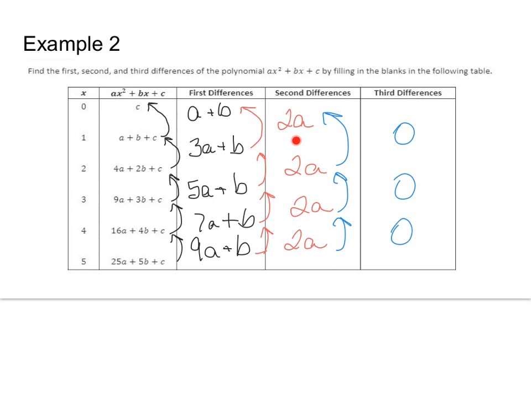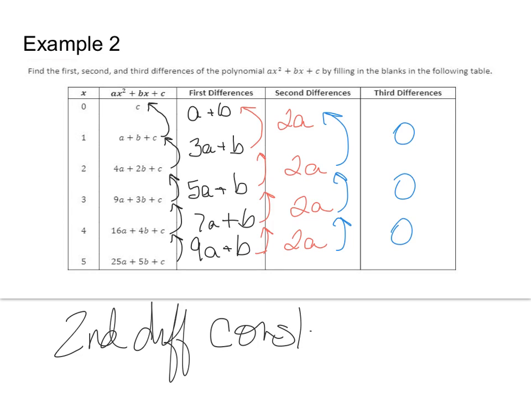Then subtracting again, 2a minus 2a is 0. Okay, we'll always see when we have a second degree polynomial, our second differences are going to be constant, our third differences are always going to be 0. It's a pretty cool pattern. Okay, second differences are a constant, 2a. This is our second degree polynomial. Okay, our second differences are 2a.